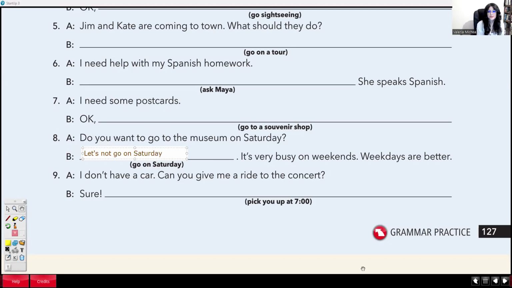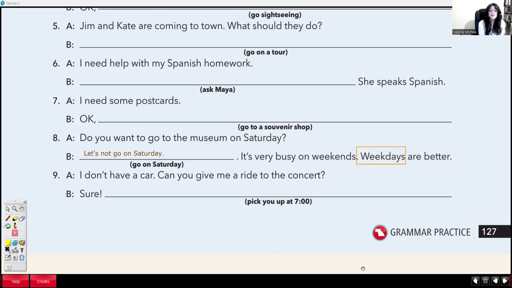Weekdays are better. So, where are weekdays? This word here. Weekdays. That's the opposite of the weekend. The five days, the five first days of the week from Monday to Friday, weekdays. Thank you very much, Helga. So let's not go on Saturday. It's very busy on weekends.